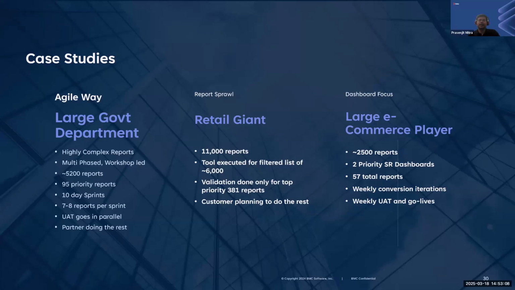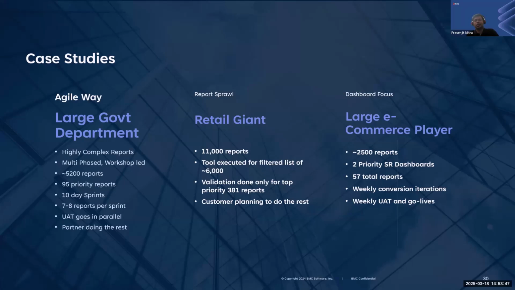Then the next customer was a retail giant. This customer again had an extensive number of reports, somewhere around 11,000 to start with. After considering the hit count, which is the usage frequency, the number dropped by around 50%, to around 6,000 reports. Then we prioritized further, and that brought the number down to around 381 top priority reports that were planned for migration.